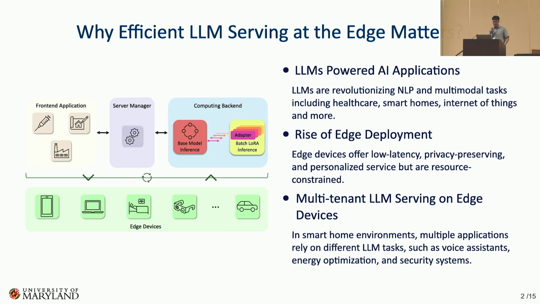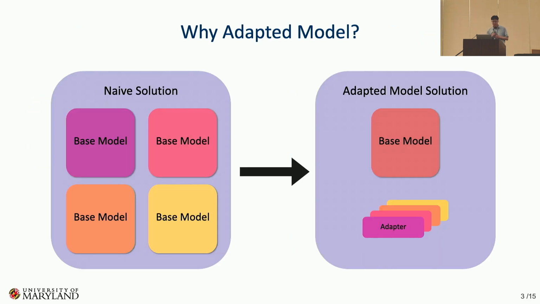But there is a challenge. Edge devices don't have unlimited resources. Memory, computing power, and battery life are all limited. So running multiple models at once can really push those limits. The most naive solution to serve multiple models on one device is to just deploy them into the memory, but it's very memory intensive and can only fit a small number of models. For the adapted model solution, we could hold only one base model and serve a lot of adapters at the same time.